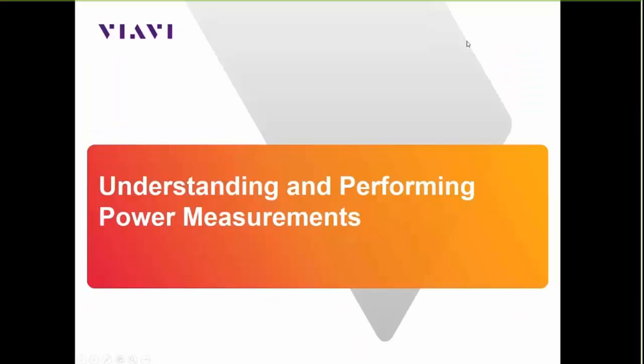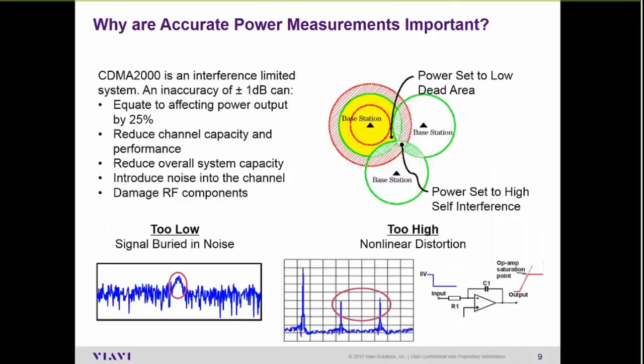So let's go ahead and move into understanding and performing power measurements. This is probably something that people haven't done in probably several years. I can remember back in the early 2000s on Sprint's CDMA network having to set power on Lucent mini cells. You know, we don't even call it Lucent anymore. It's ALU now, or Alcatel-Lucent.